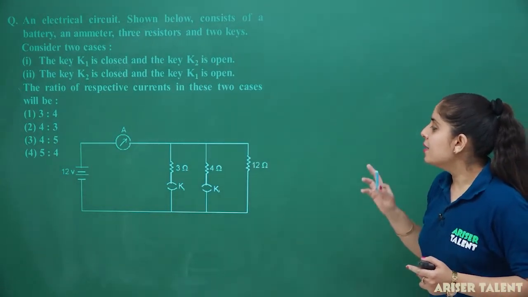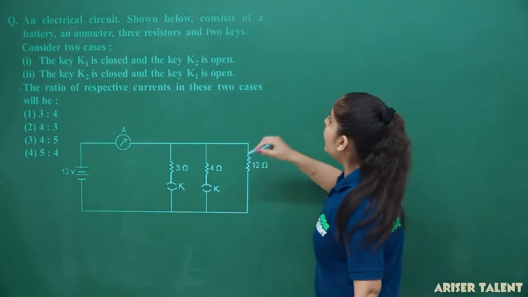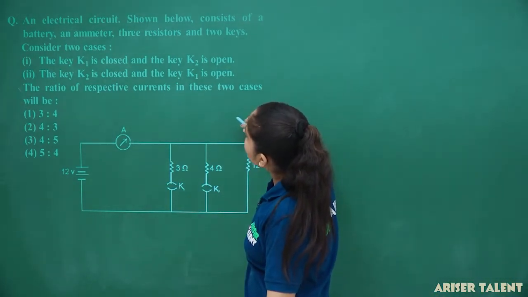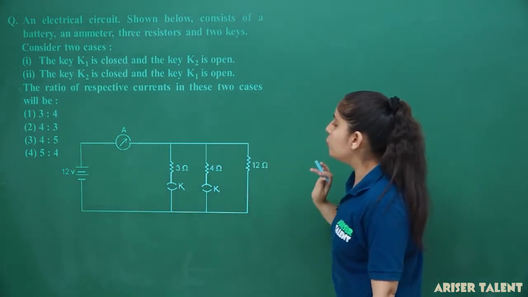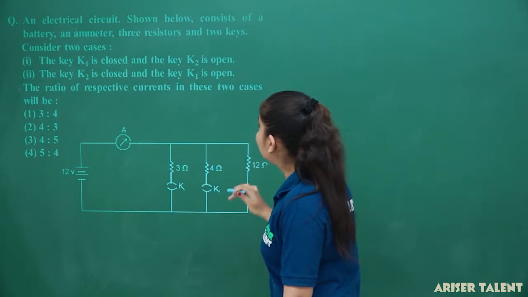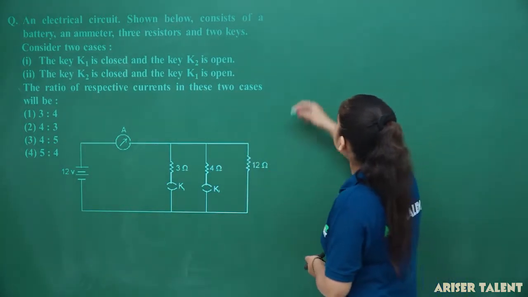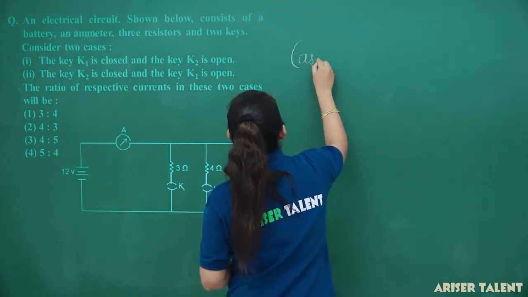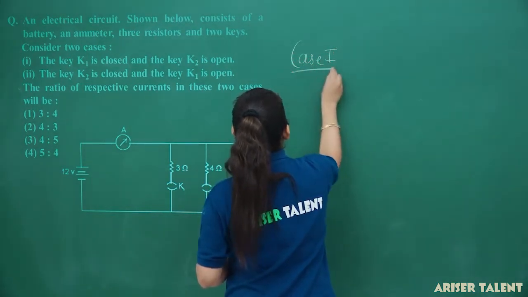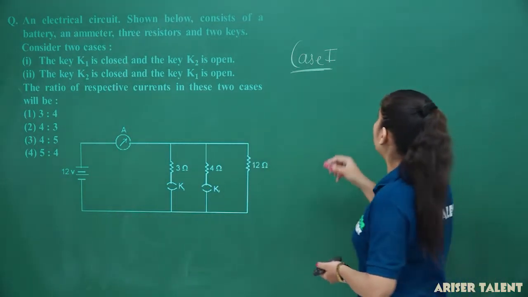First case is key 1 is closed and key 2 is open. And key 2, K2 is closed and key 1 is open. So, you have to consider the 2 cases here and you have to determine the ratio of respective current in both the cases. So, firstly, what I am considering here, case 1. What case 1 says, K1 is closed and K2 is open.